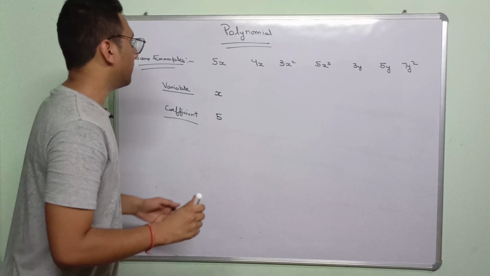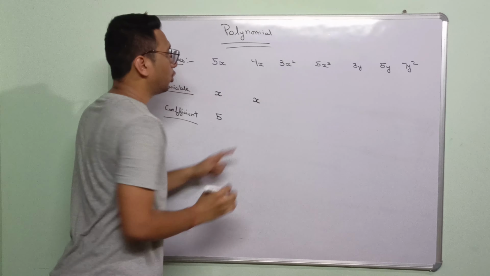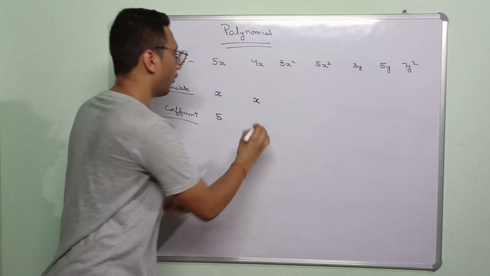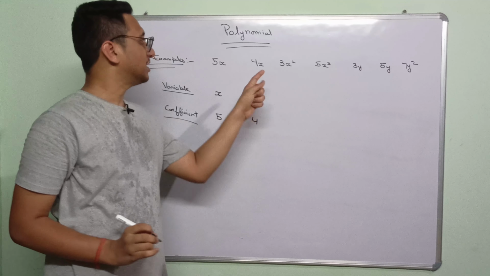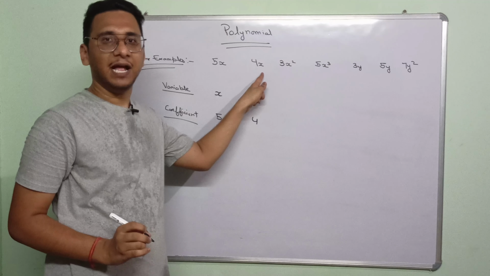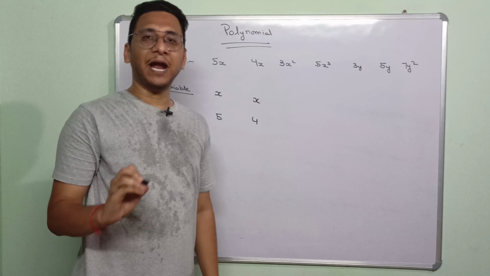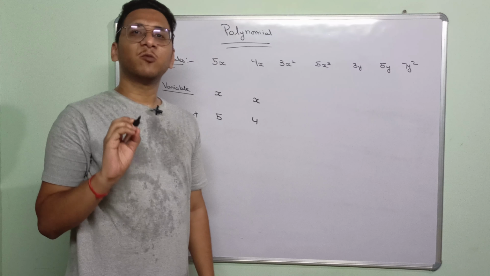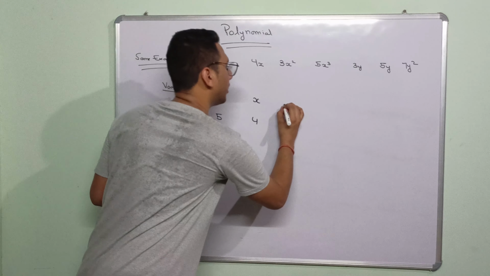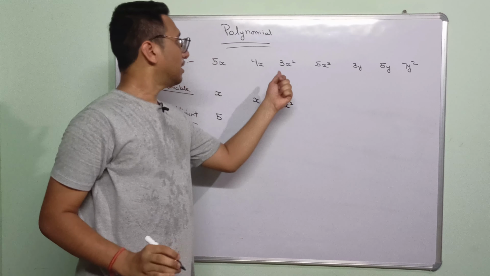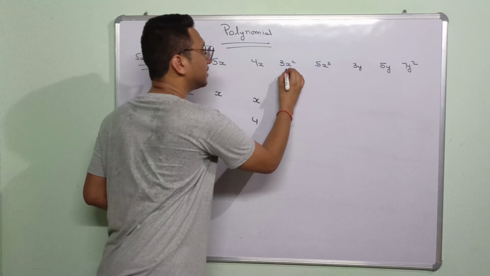Okay, see another example. Here the variable is again x and the coefficient of x is 4. Because coefficient 4 is multiplied with the variable x, and this is the definition of the coefficient. The numerical value which is multiplied with variable is coefficient. Now see another example. Here the variable is x square and the numerical value which is multiplied with the variable x square is 3.